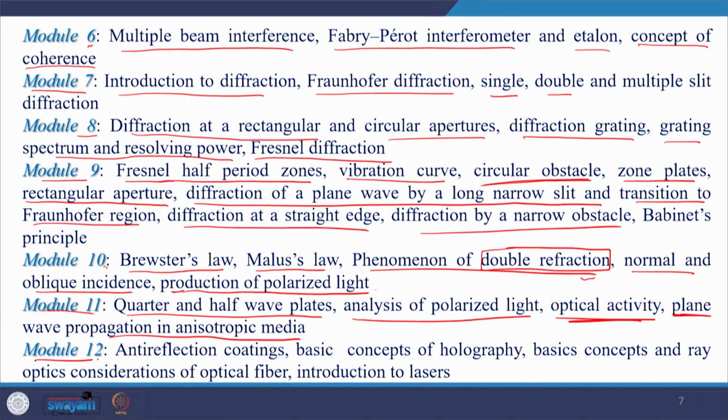In the last module, we will talk about the applications of what we have studied till module 11. The first application is anti-reflecting coating, that would be followed by holography. Then we will be introduced to the basic concepts and the ray optics consideration of optical fibers, and at last you all would be introduced to lasers. This is the whole syllabus, a 12-week long syllabus of this course on applied optics.